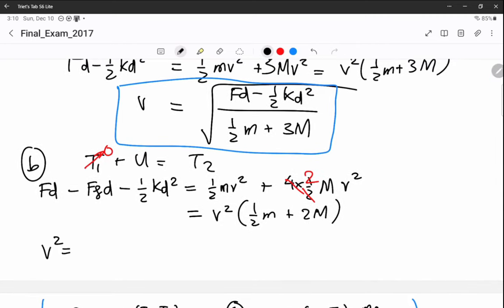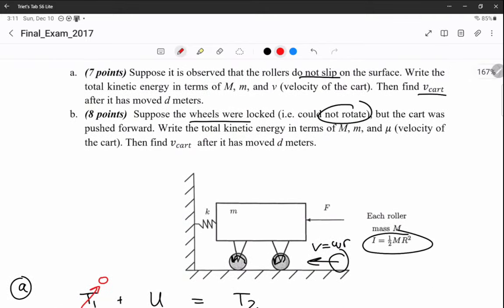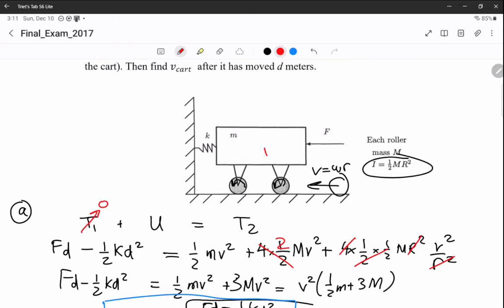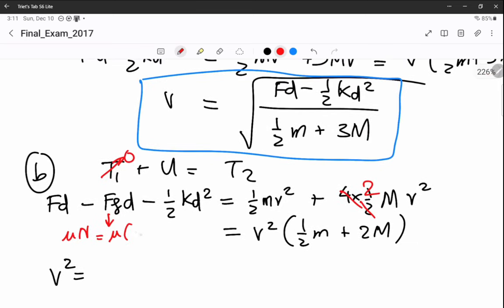And so v square is simply, oh wait, also F, I don't think we can write that Ff. Ff is mu times the normal force. And the normal force is what? You have mg down, right? Normal force up. And then it does not move in the y direction, so the sum should be zero. And from that, we should have the normal force going to be m plus 4M times g, right? Here you should have mu times 4M plus m times g.